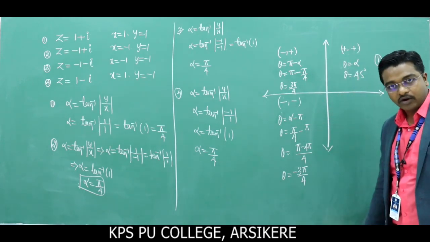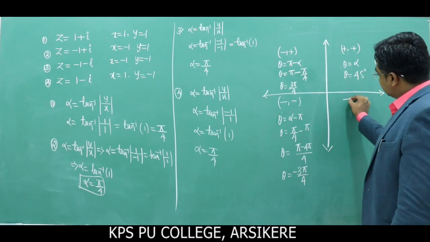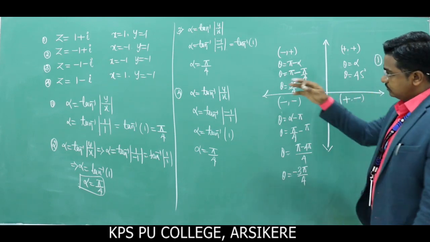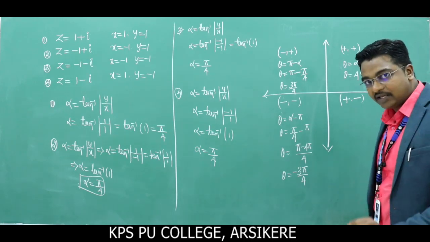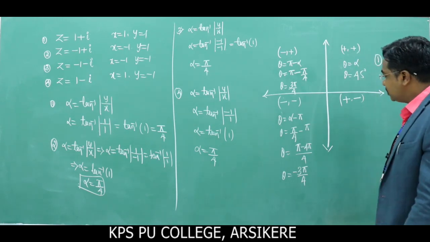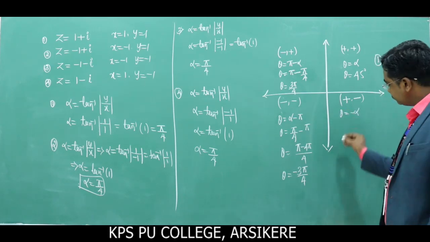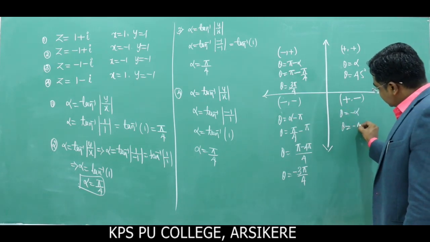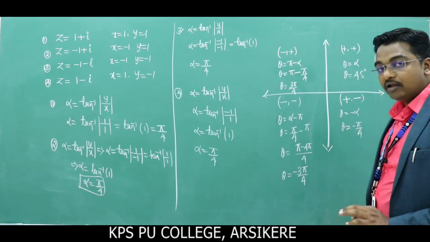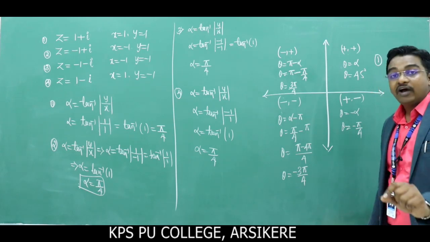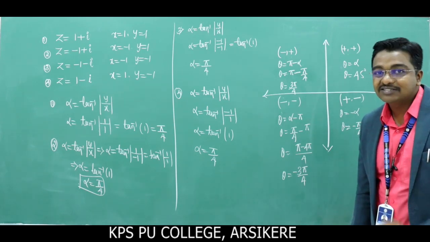When it comes to the fourth quadrant, x is positive, y is negative. We have the fourth number, z is equal to 1 minus i. X is positive, y is negative. So theta is equal to minus alpha, which is nothing but minus pi divided by 4. So this is the method to find the principal argument for the given complex numbers.